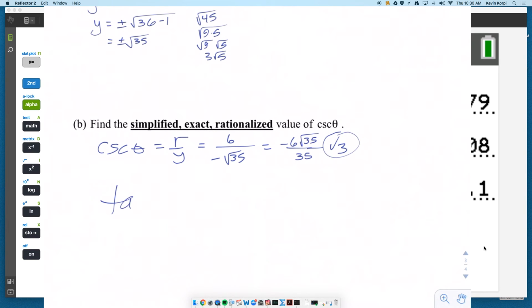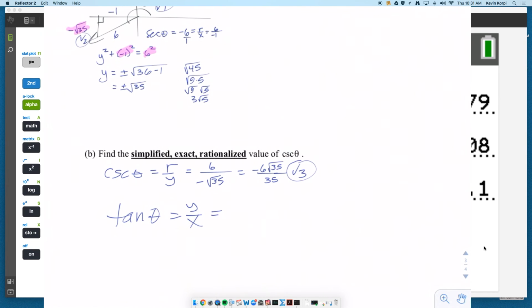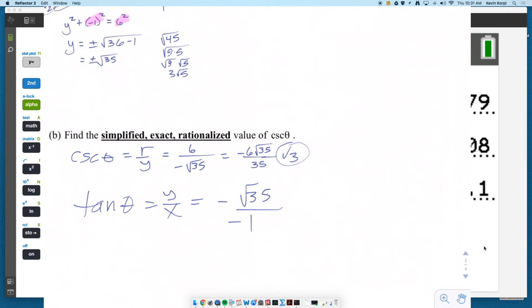Tangent of theta, very quickly. Tangent of theta is y over x, which is negative square root of 35 all over negative 1. And if you simplify, you just get the square root of 35. That's your fourth check. Now, that is not the only time you're going to see that number.